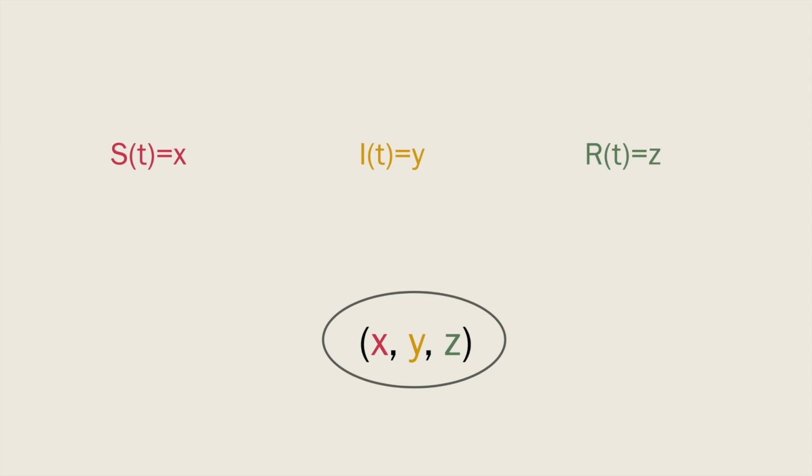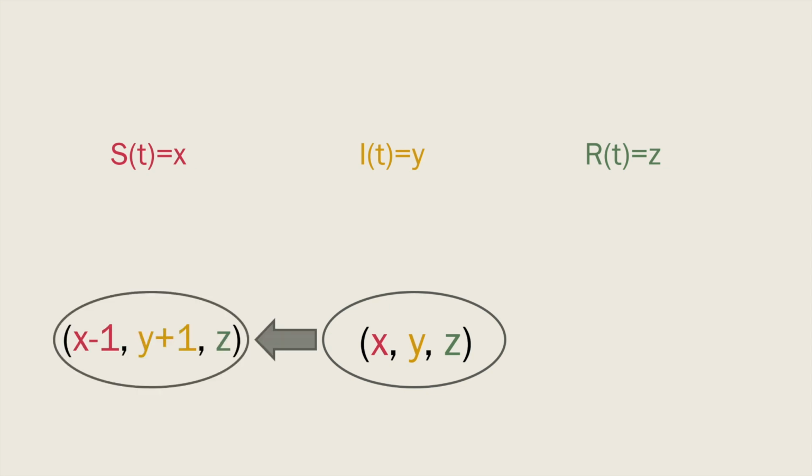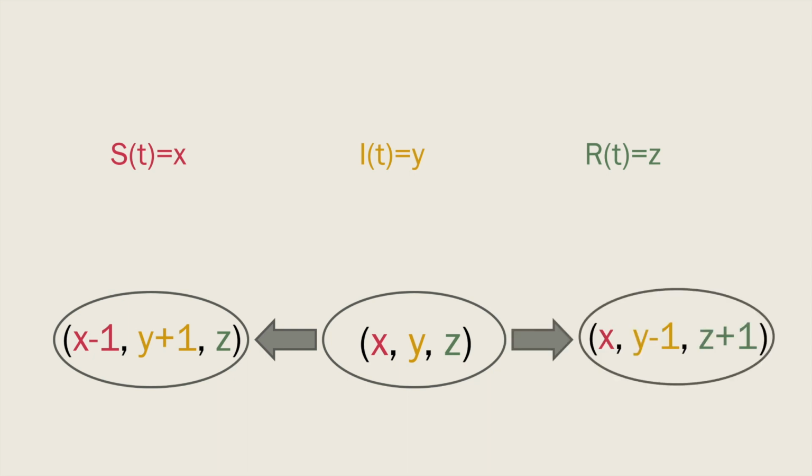So where is this state going to transit to at the next instant? Well, there are two possibilities. One is that one person in the susceptible group got infected, which can be represented as X minus 1, Y plus 1, Z. Or one person in the infected group is recovered or passed away, which can be represented as X, Y minus 1, Z plus 1.